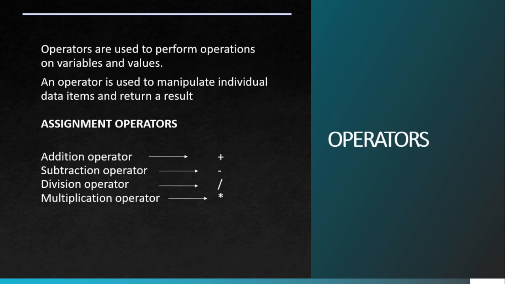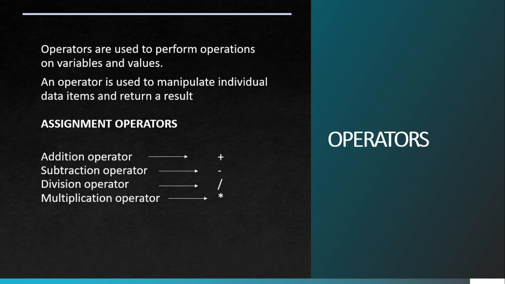Let's go into the next thing, which is operators. Operators are used to perform operations on variables and values, right? An operator is used to manipulate individual data items and return the result. Now we have the assignment operators. We have actually introduced one of them, the equal sign. We call it an assignment operator, where we're assigning a string to a variable, right?